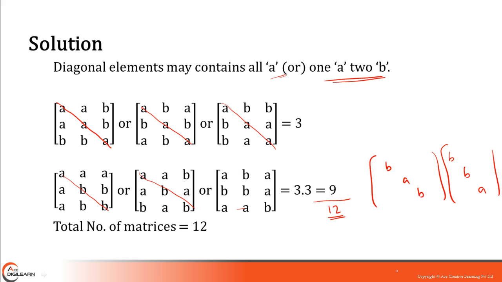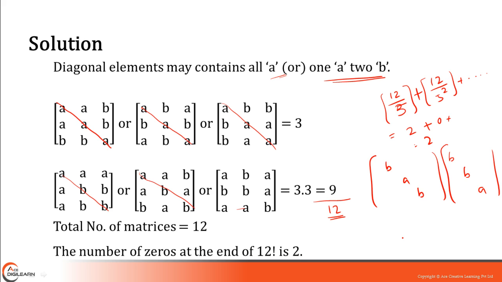We need to find the number of zeros at the end of 12 factorial. So there is a formula. According to that formula, the number of zeros is the same as the exponent of 5 in 12 factorial. So the step value of 12 by 5 plus the step value of 12 by 5 whole square, and so on, which will be 2 plus 0 plus so on, which is 2. So the number of zeros at the end of 12 factorial is 2.